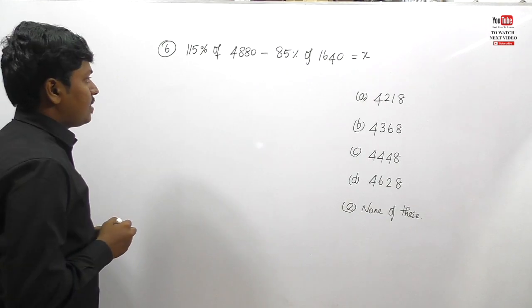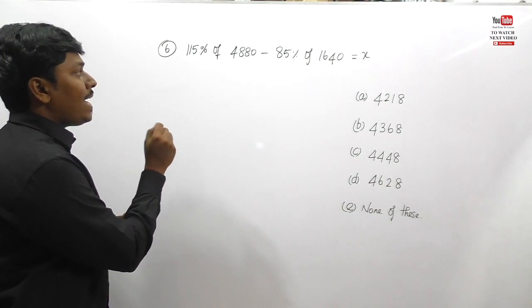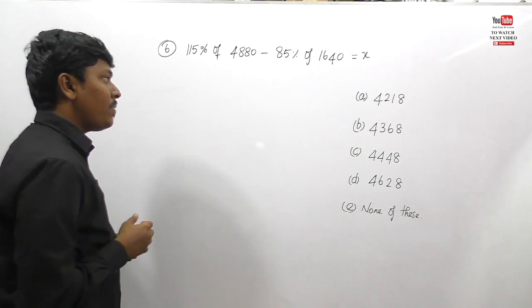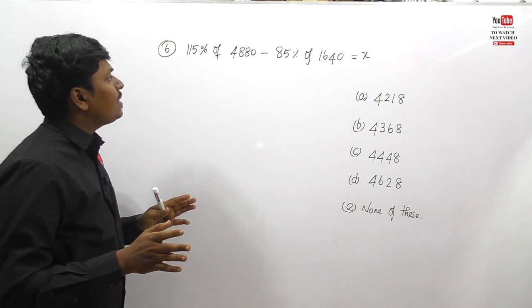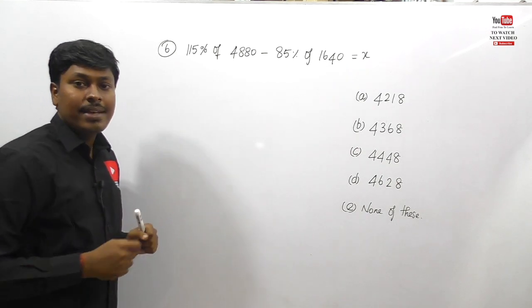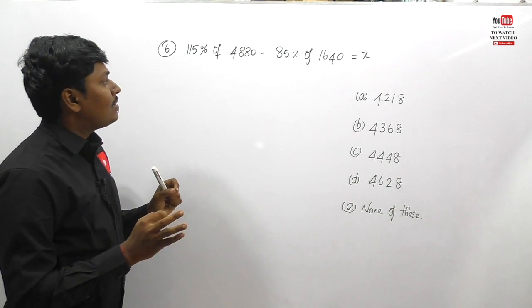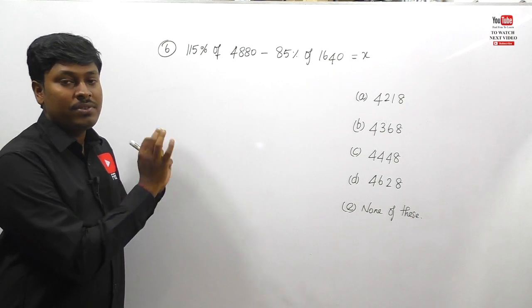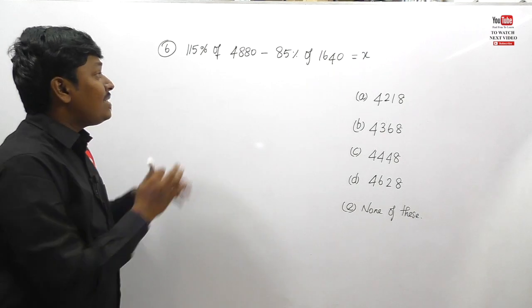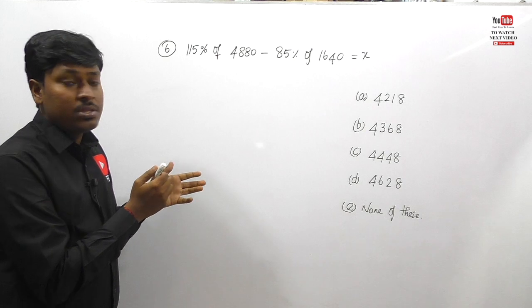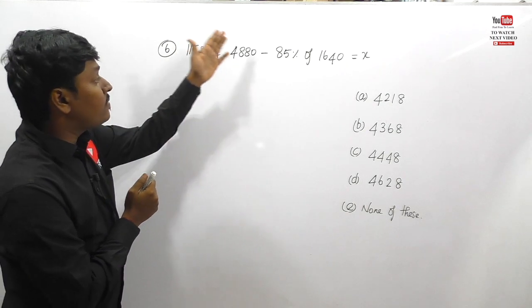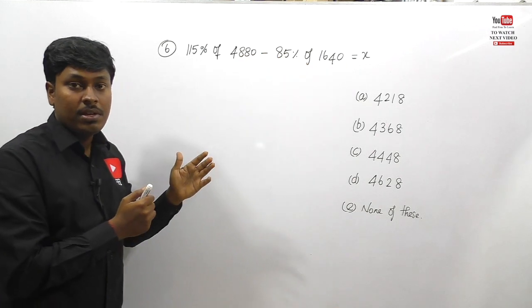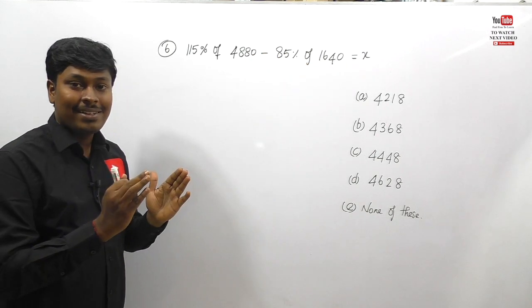Question number 6. 115% of 4880 minus 85% of 1640 is equal to X. So friends, whether you think this question will take more than 30 seconds, I surely say that this question will take only 20 seconds, friends. 20 seconds is more than enough to solve this question. Why? Because by seeing this number, don't think, oh my god, it's a huge number. Why? Because we need to find what is 115% of 4880 and what is 85% of 1640. Then we need to subtract. Don't think like that. Simple question.